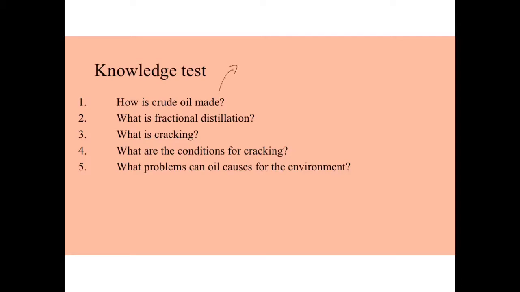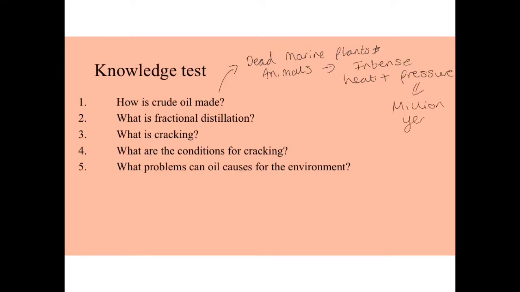So, how is crude oil made? Dead marine plants and animals. Intense heat and pressure. Millions of years, so it takes millions of years.